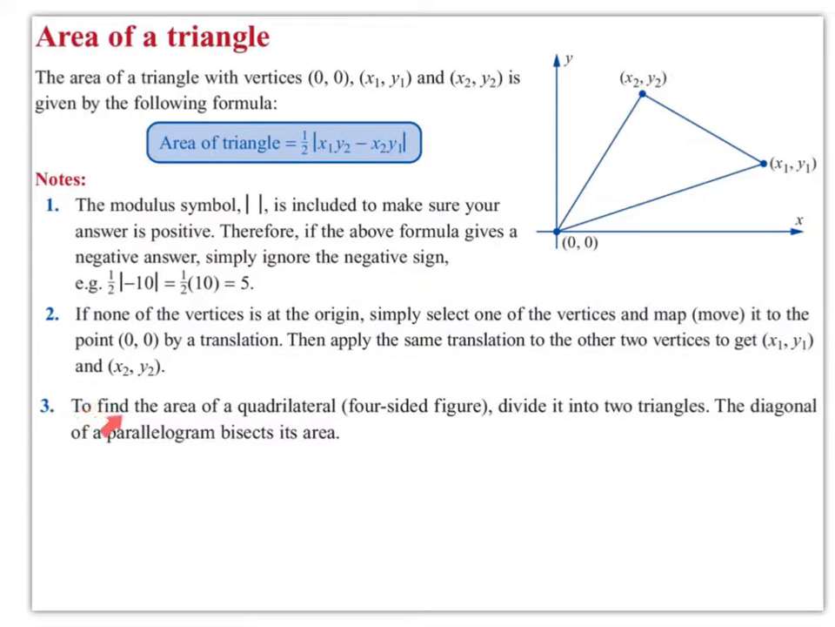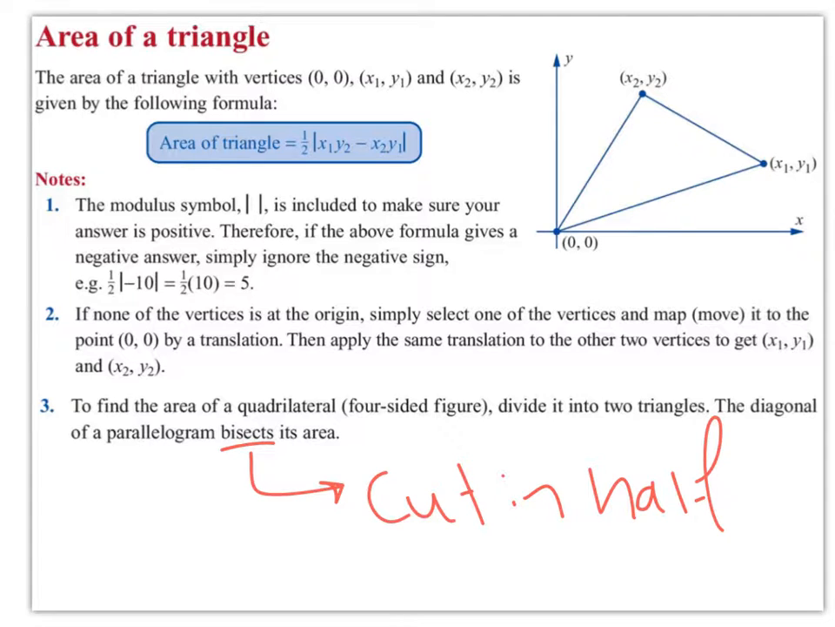Number 3, to find the area of a quadrilateral, which is a four-sided figure, divided into two triangles. The diagonal of a parallelogram bisects its area. And to bisect something means to cut it in half.